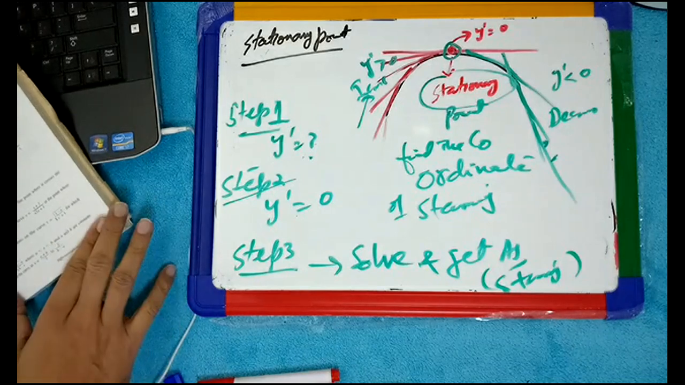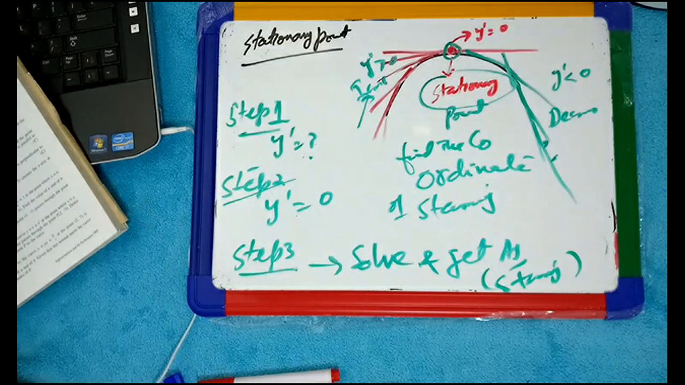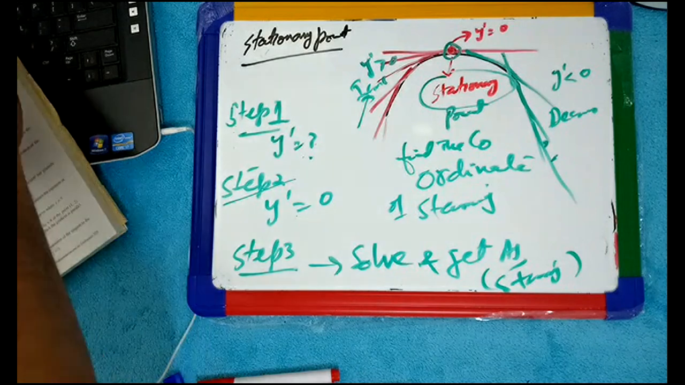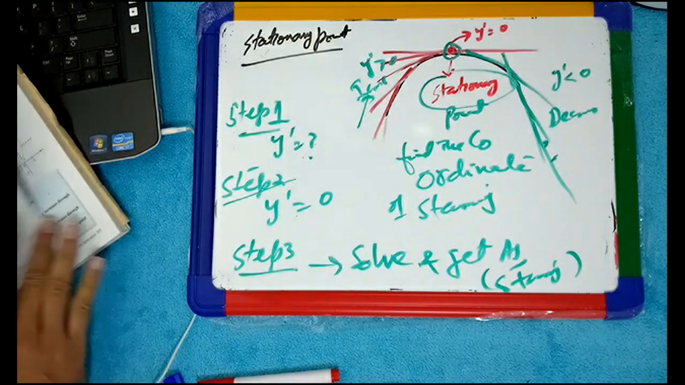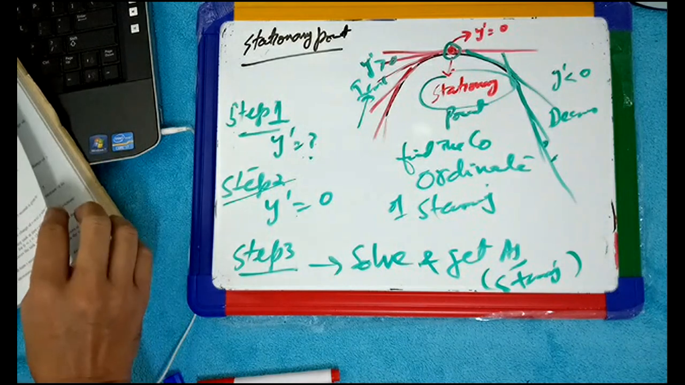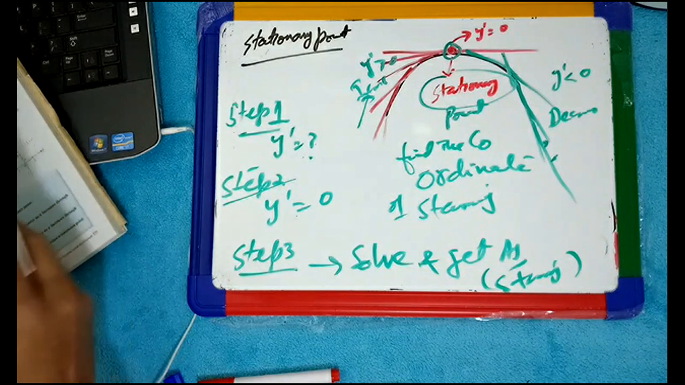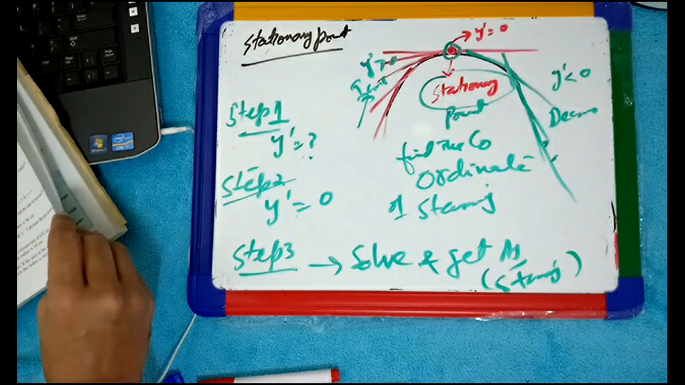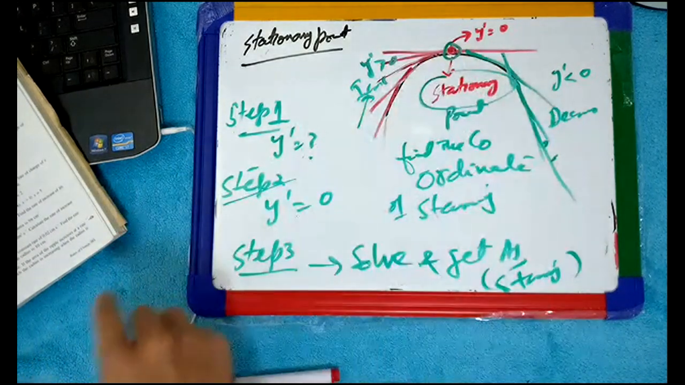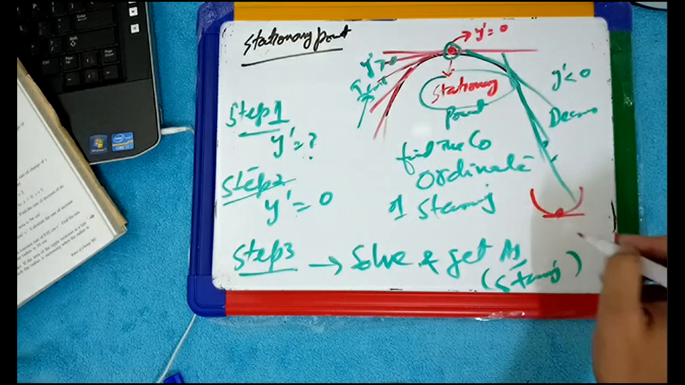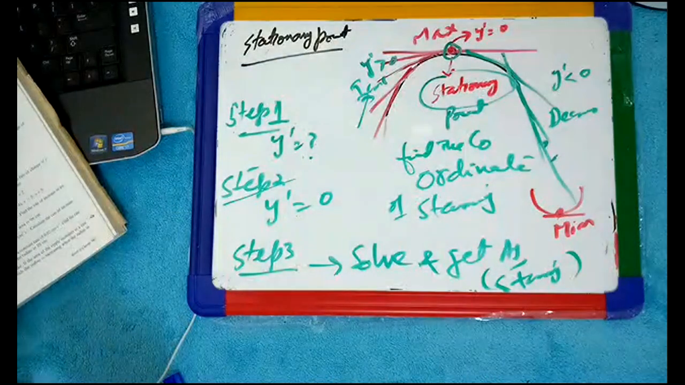Now we will do one question in which we will find the stationary point. Find the coordinate of the stationary point. This stationary point will be the maximum if it is on the upper side, but if the stationary point comes over here, it will be minimum. Yes, this is maximum. So the minimum and maximum concept also comes from here.